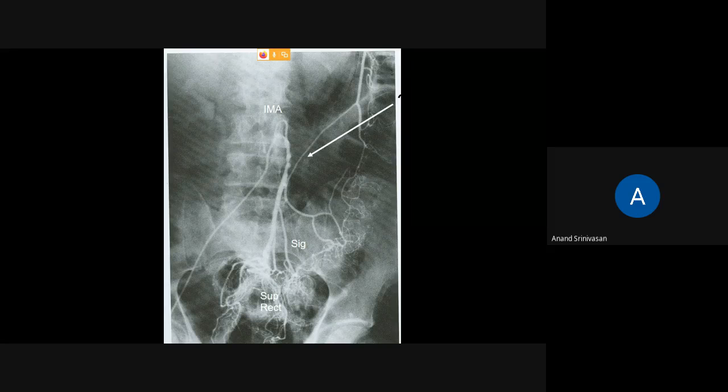What are the branches from the inferior mesenteric artery? Here you can see an artery. They have not named it with the arrow, so that is the left colic artery, the sigmoid arteries and the superior rectal artery. You can see the catheter going inside the aorta, and then they are injecting the dye here.